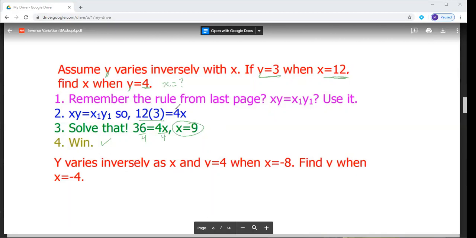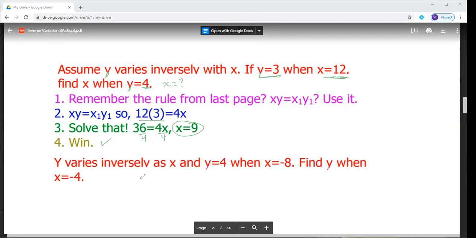So let's try again. Let's try another one. Y varies inversely as x. Okay, so we know we have a y equals k over x situation. Y equals 4 when x equals -8. Find y when x equals -4. Are these bugging you? I'll fix them.